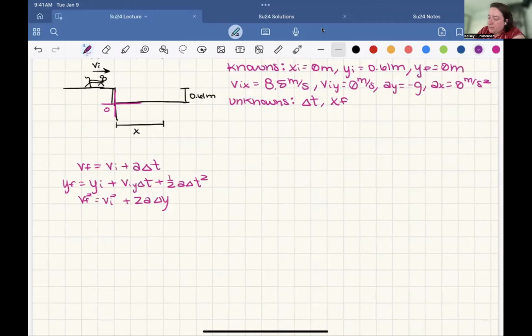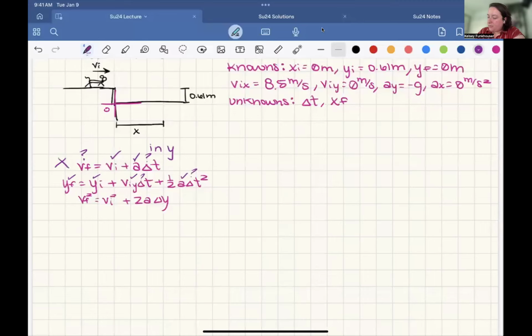So we don't know the final velocity. We know the initial velocity, and remember this is in Y. And we know the acceleration in Y and we don't know the time. So that one has two unknowns. We're probably not going to use it. And then we know the final and initial Y. We know the initial velocity in Y is 0. We don't know the time. We know the acceleration and there's the time again. So that one looks okay.